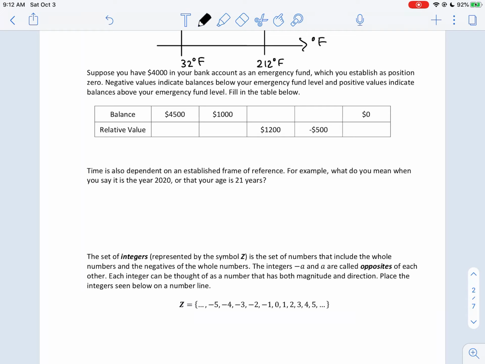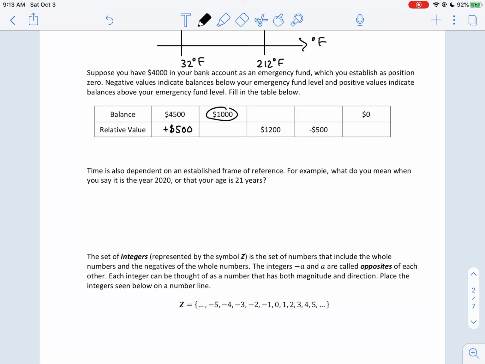All right, so if we're saying $4,000 is your position 0, and you're at $4,500, then we're at position positive 500. So the relative value, when I say I'm at a position of positive 500, I'm saying that's relative to my emergency fund level of $4,000. So I'm $500 above that.